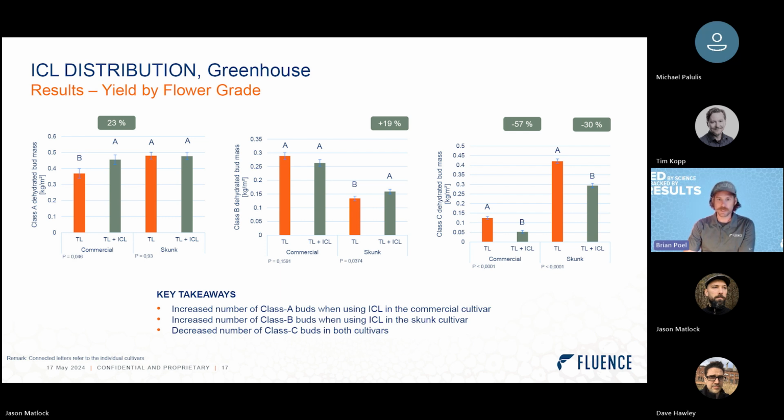Now, because we're not increasing total yield, where is that coming from? And if we go over and look at C's for both commercial and for skunk, we're seeing a decrease in our Cs, or our waste. So essentially what we're doing for these two cultivars is moving Bs into As and Cs into Bs, or in the case of skunk, moving our Cs into Bs. And so what that does is it increases the overall value for the canopy together.